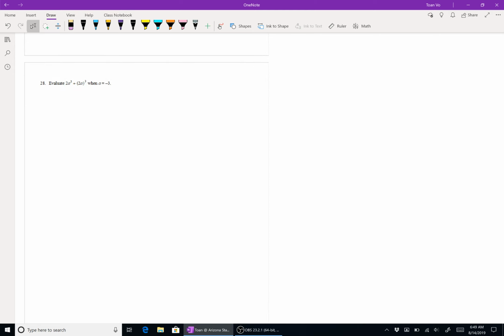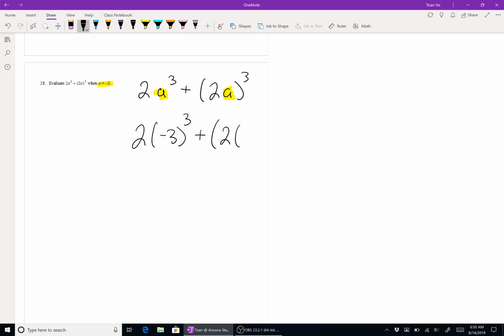Number 28 was an evaluation problem, and again, when it comes to an evaluation problem, all you're doing is changing the letter into the number that they tell you. So everywhere I see an A, I'm going to substitute parentheses, -3. I always use parentheses when I substitute. So 2, instead of A, write parentheses -3 cubed, plus 2, always use parentheses, -3 cubed. And then all you have to do is just do the math.